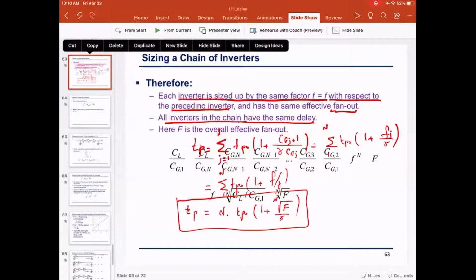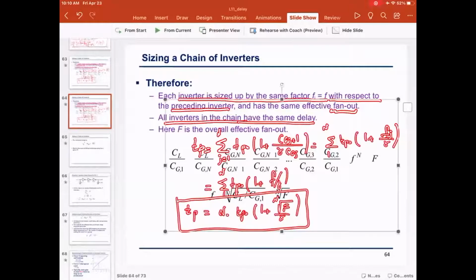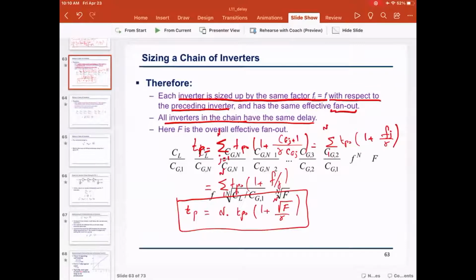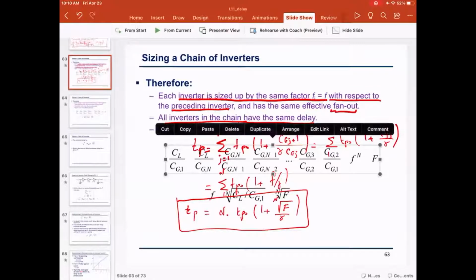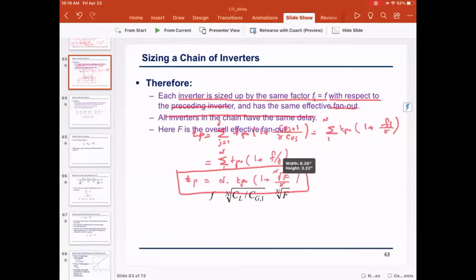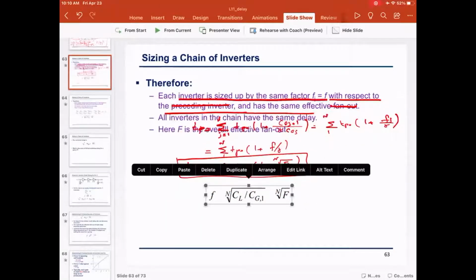Doctor? Yes, go ahead. But could you please remind me where did we use the second point? All inverters in the chain have the same delay. Yeah, one second. Let me delete. I understand the process, but I forgot where we used this.